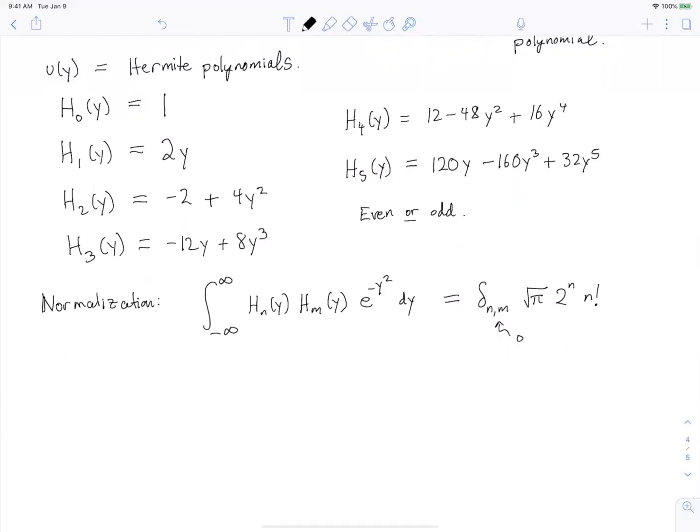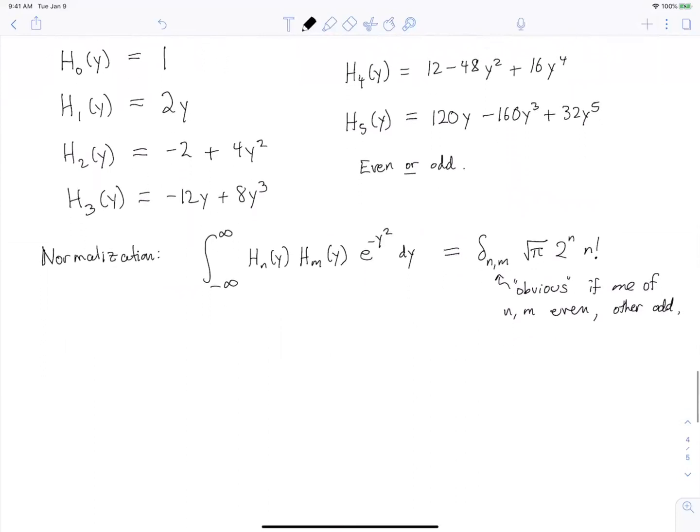Okay, and so this orthogonality is actually obvious. Well, obvious is a relative word, but it's obvious if one of n and m is even and the other is odd. The reason it's obvious, in quotes, is that when you do the integral, if one of them is even and the other one is odd, then the contribution from -y always cancels the contribution from +y. You're integrating an odd function over an even interval here, and so that's why it has to vanish. It's not so obvious what the rest of this coefficient is, but that's what you get.